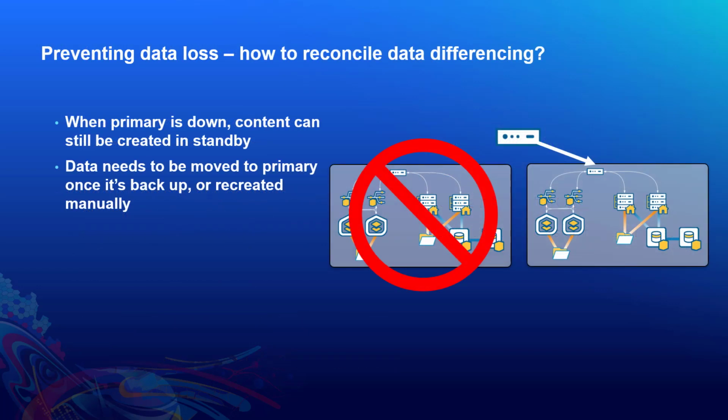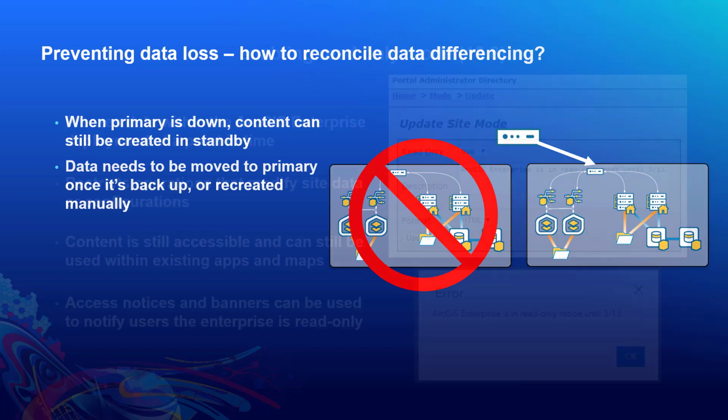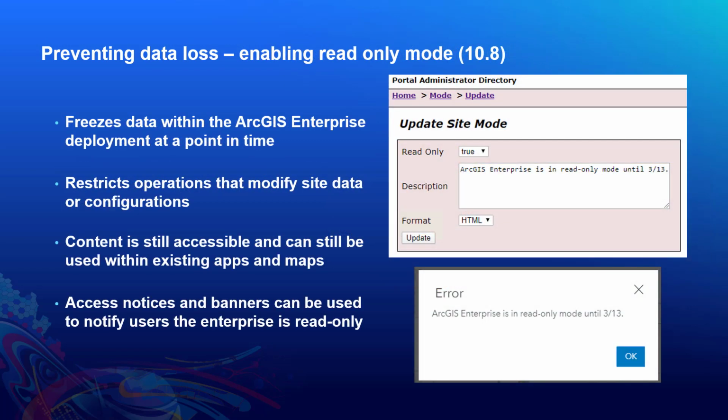So say you are taking advantage of geographic redundancy. You have a primary and standby data centers, you're replicating data, but your primary data center goes down. Well, when you flip over to standby, content can still be created in your standby data center. Now you either need to figure out how to move that data to your primary once it's back up and running, or lose it. At 10.8, we've introduced this concept of read-only mode.